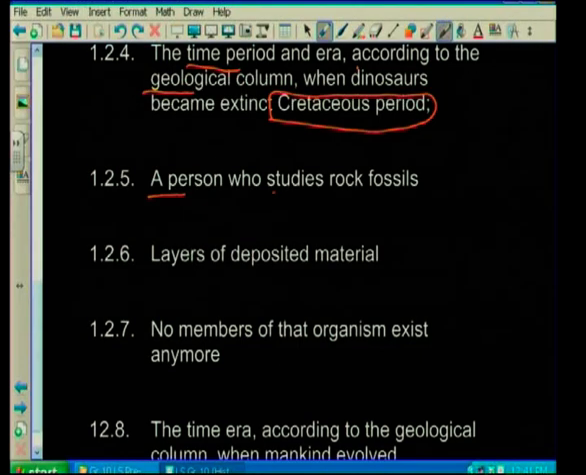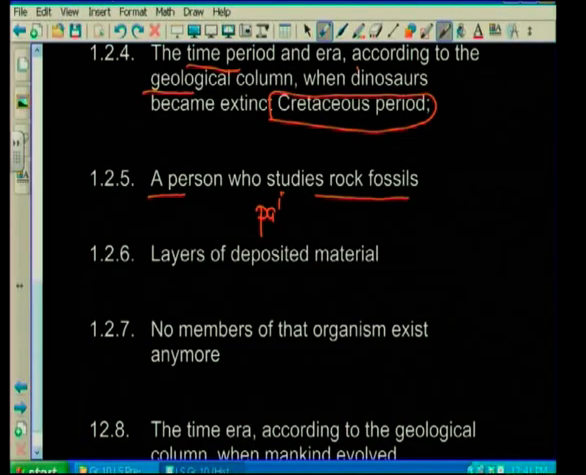A person who studies the rock fossils is called a paleontologist. Here you need to be careful about the spelling. It is P-A-L-E-O-N and then tologist. That is a person who studies a rock fossil. But a person who studies just rocks, remember, will be a geologist.